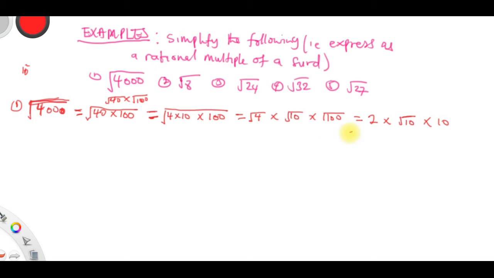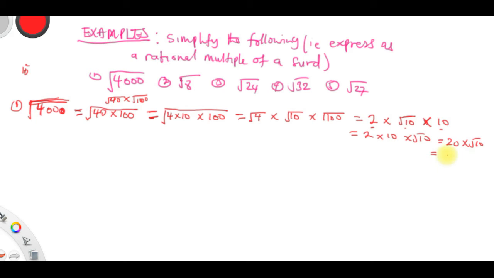So this is equal to 2 times the square root of 10, times 10. When we consider the property, if you have integers or rational numbers, you multiply the rational numbers together. So we can write this as 2 times 10, then times the square root of 10. What is 2 times 10? 20. Then times the square root of 10. So which is equal to what?